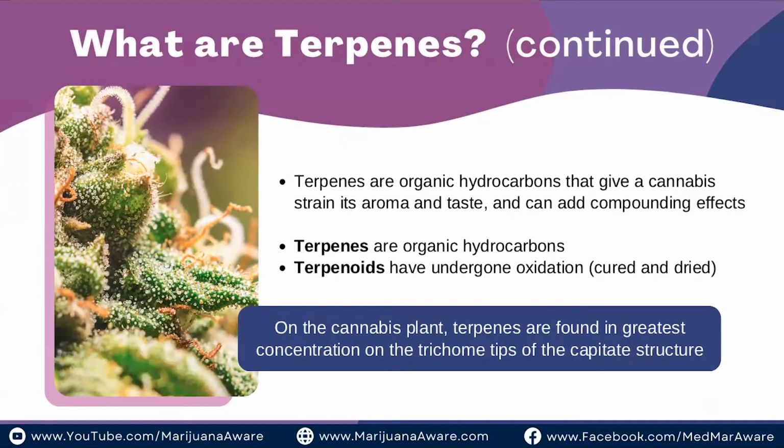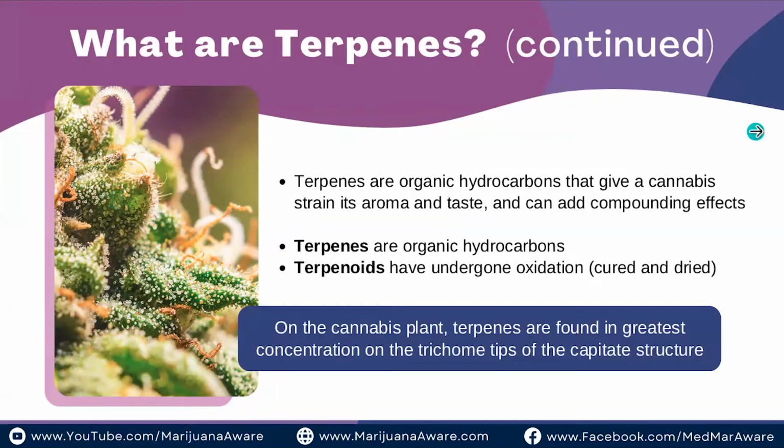So we also have some other characteristics of terpenes. Why don't you tell me about those, Amy? Yes. Again, terpenes are organic hydrocarbons, meaning that they're naturally occurring compounds. A terpene is the original form of that product when it's found on a plant. A terpenoid is a terpene that has undergone oxidation, meaning it's been cured or dried. In the actual cannabis plant, terpenes are found in the greatest concentration in the trichomes, which are those little, almost shiny tips of the glands at the end of the cannabis plant.